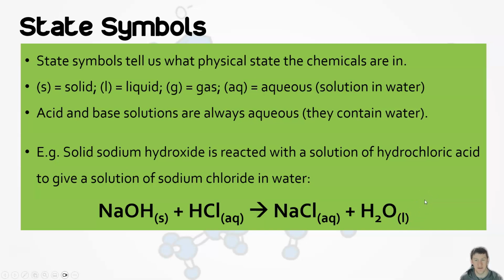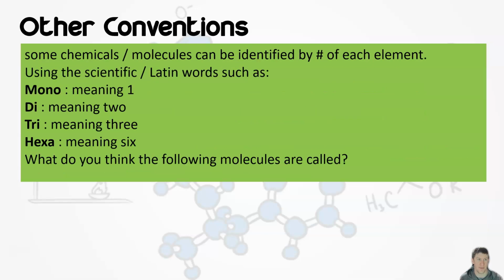You don't see them very often, but sometimes in more complex equations, you're going to see the little state symbols. You really only do it if you have different states or the states are changing and you want to know what they are.